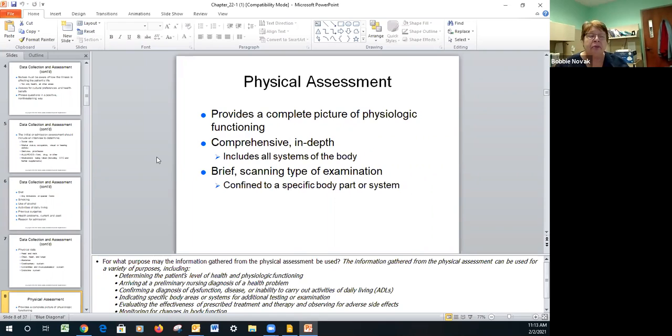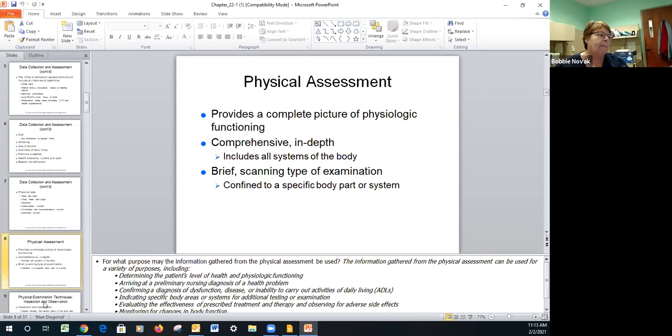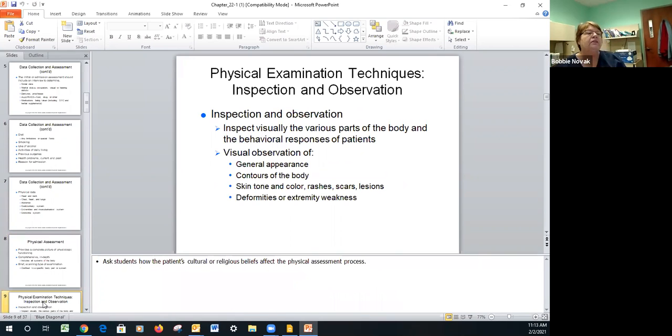After we've done our initial physical assessment, you're only going to do a focused assessment, which is a brief scanning type examination confined to a specific system. So there are techniques that go along with assessing our patient. We're going to use our senses. We're going to use our sight, our smell, our hearing, and our touch. We're going to be using our senses to evaluate our patients.